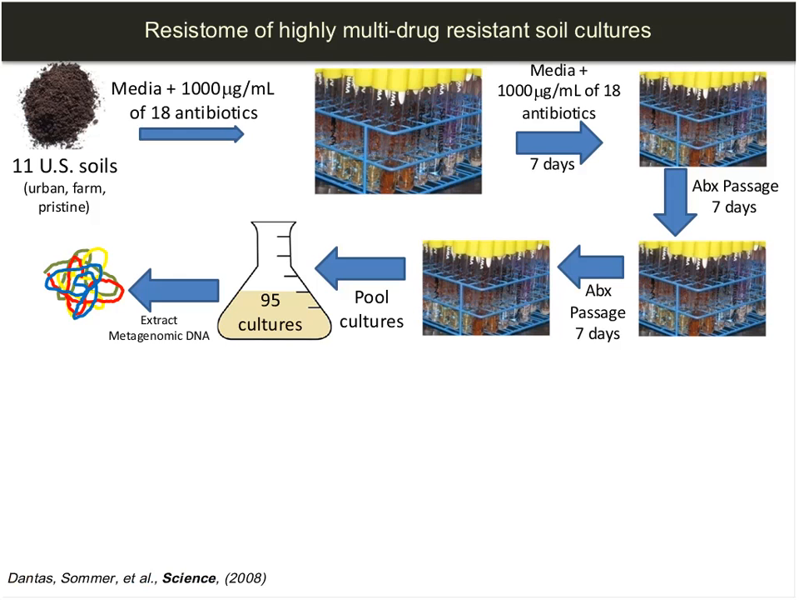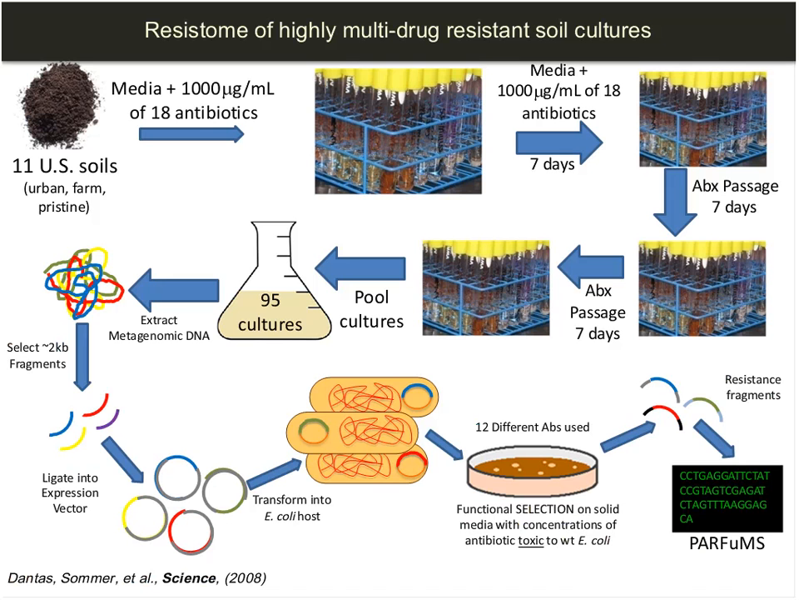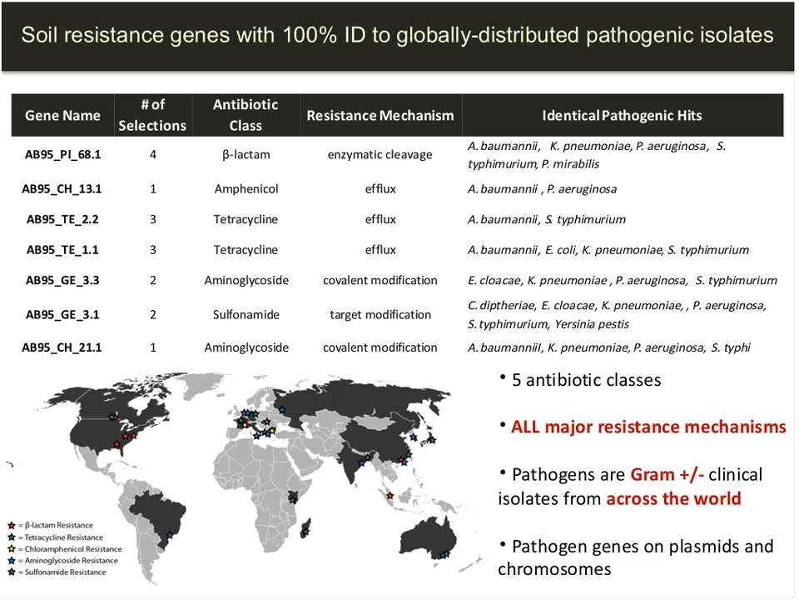But the point was we were able to go to 11 different US soils and isolate a large number of cultures that were resistant to extremely high concentrations of different antibiotics, and then treat the pool of these cultured sources as a sort of mock metagenome. And then again apply the same idea of this functional cloning selection and computational annotation to look at the resistance genes in this particular community to try to answer that question of exchange.